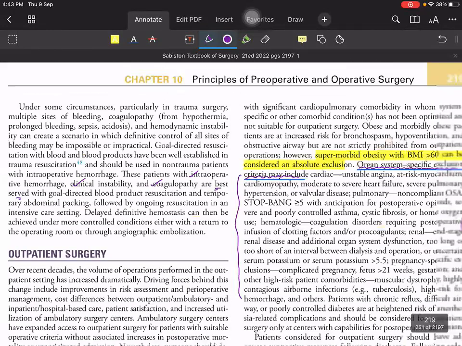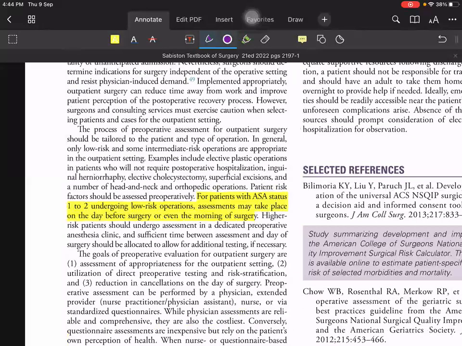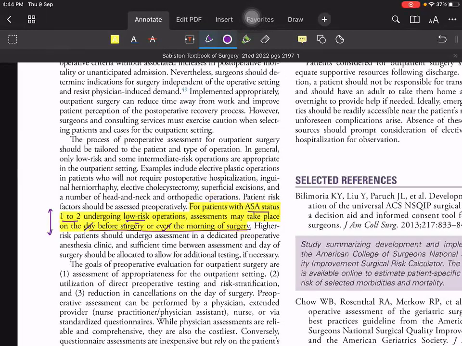They are telling one new term, outpatient surgery. For a patient with ASA status 1 to 2 undergoing a low risk operation, assessment may take place on the day before surgery or even on the morning of surgery. Many patients will come to our OT in the morning and say, do surgery for me. For that patient, you have to see the ASA status. If it is 1 to 2 and the operation risk is also low, then only you take the patient. Physical assessment status.